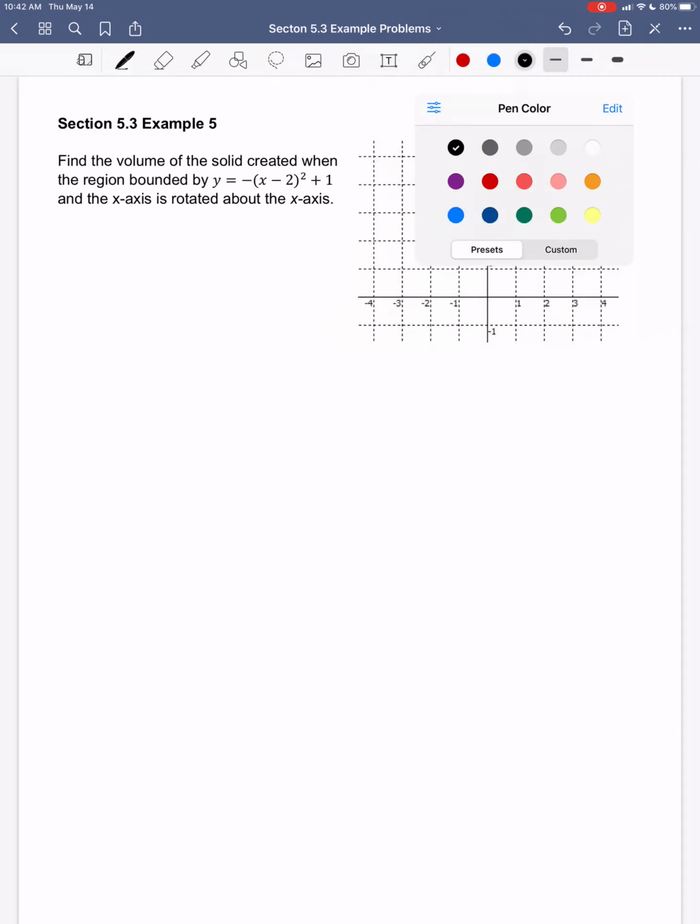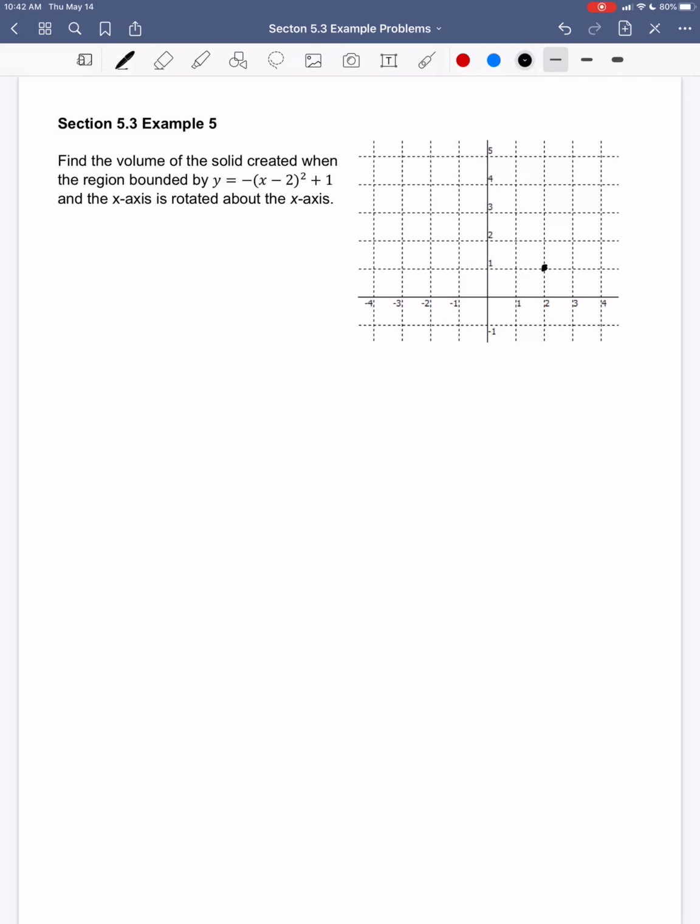I know what this is going to look like. I'm going to have my vertex at (2, 1). It's going to intersect the x-axis at 1 and 3. So I've got this nice region here. The difference is now I'm going to rotate about the x-axis. That's what the problem says.